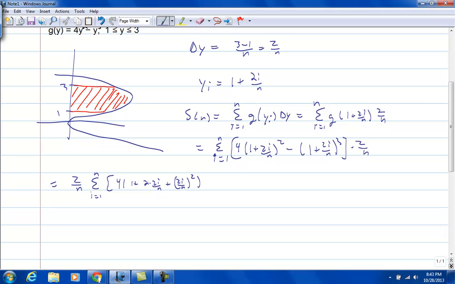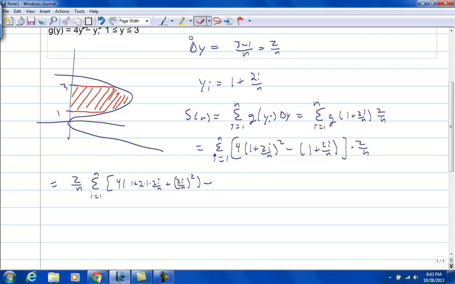If it helps to see it, for the middle term, it's the binomial expansion: 2 times 1 times 2i over n. It's like 2ab, so it's a squared plus 2ab plus b squared. Okay. And then we have our minus, and this is a cube.